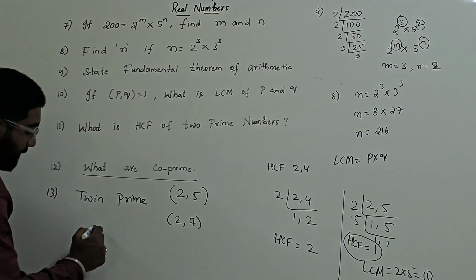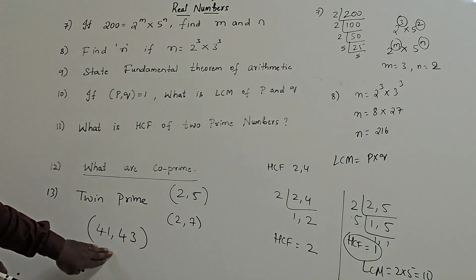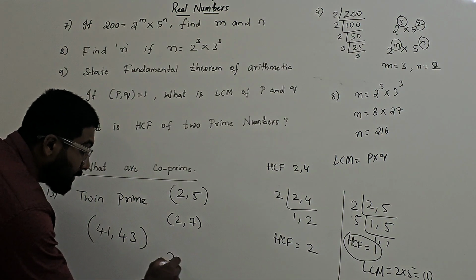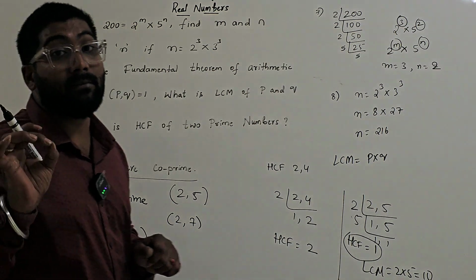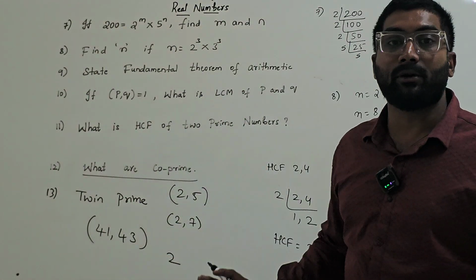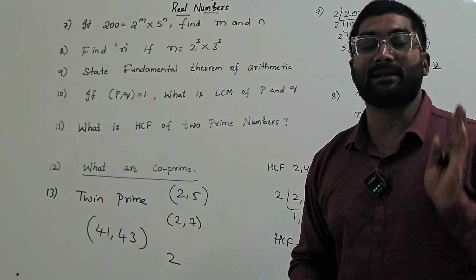Twin, the name itself says it: 41 and 43. These two numbers are twin prime numbers. See the difference, 43 minus 41 is 2. The difference you are getting is 2. Then such numbers are called twin prime numbers. Okay, twin primes. So these are all one mark, very important questions. Any of these questions might appear in your examination.